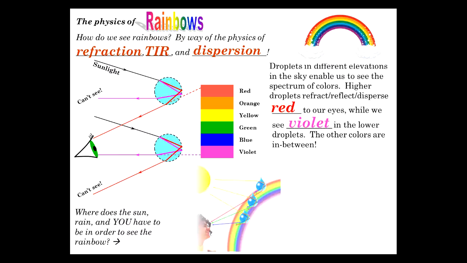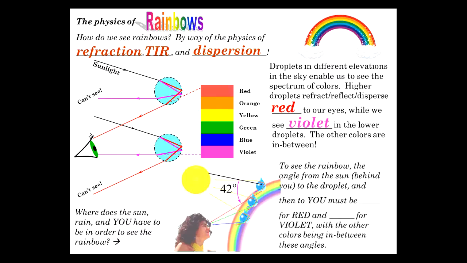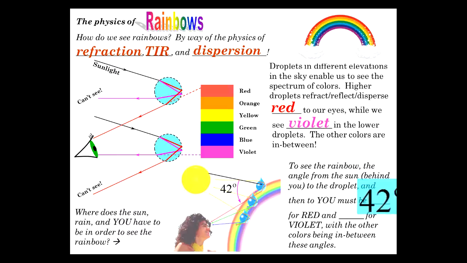Now, where does the sun, the rain, and you have to be? Well, I mentioned the sun is in back of you, the droplets are in front. But there's a certain relationship here. Okay, so if you look at this angle here, considering the direction from the sun to the droplet to the red ray to your eyeball is 42 degrees. So that's 42 degrees. The sun to the droplet to you.